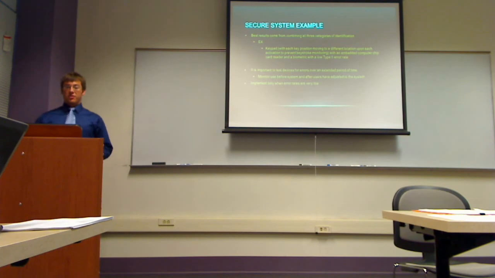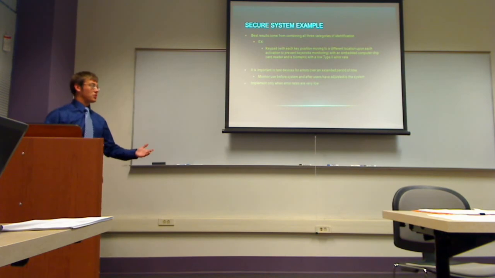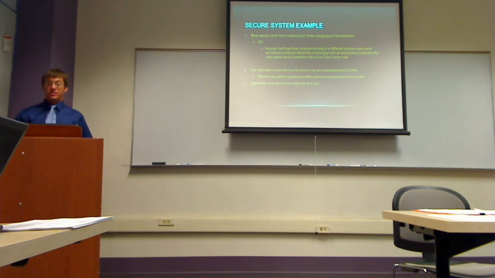An example of a secure system would come from combining all 3 categories, meaning a keypad with each key position moving to a different location, and including a biometric with a low type 2 error rate. And it's important to test these devices for errors over time, because you have to monitor a system before use of a new identification system, as well as giving users time to adjust to the system. And you should implement only when the error rates are very low.